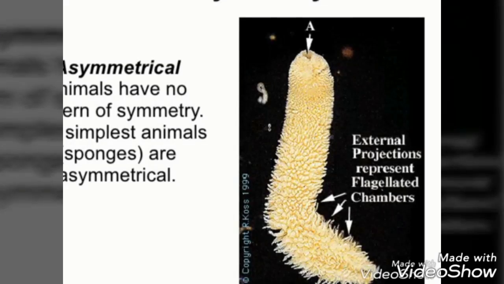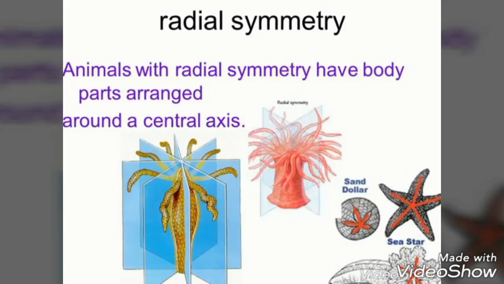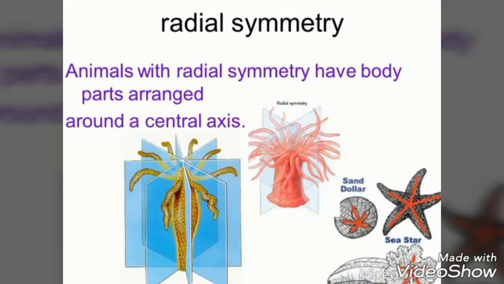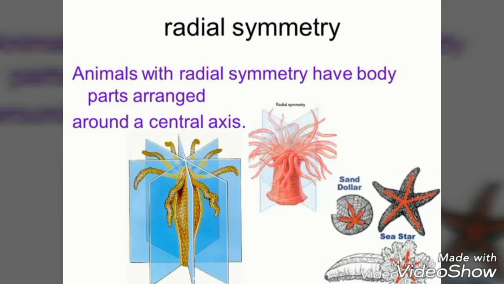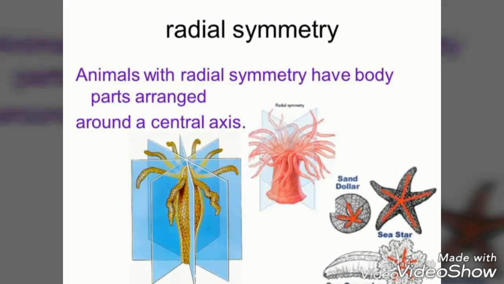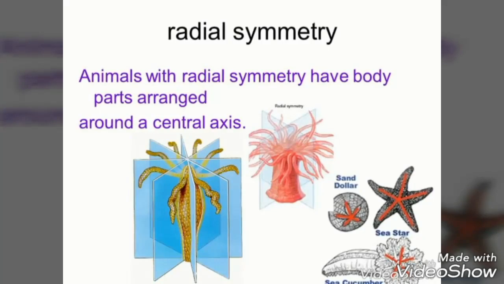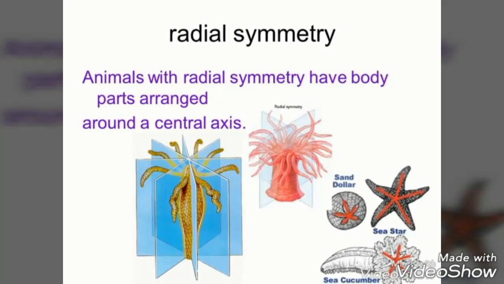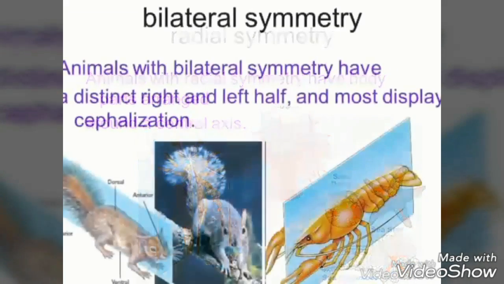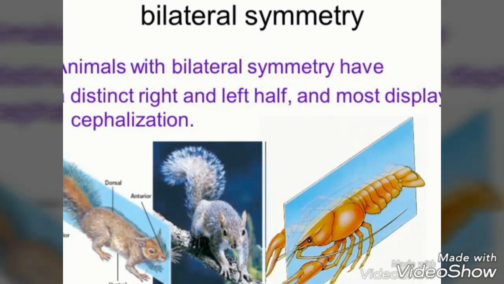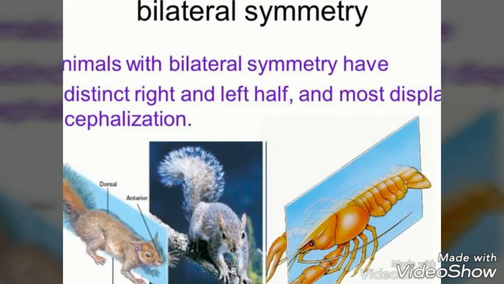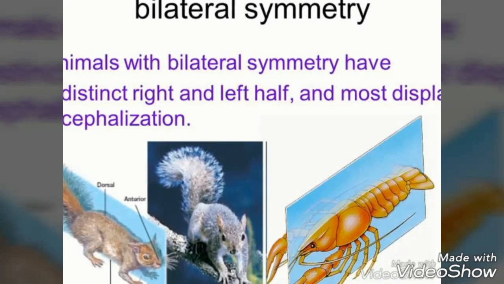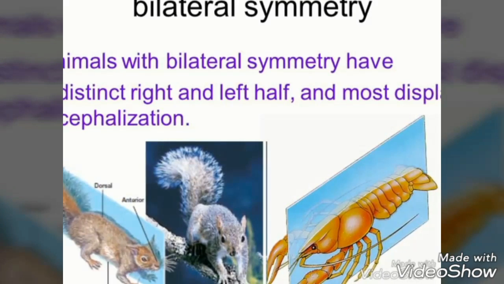Animals which exhibit radial symmetry are organized circularly, similar to a wheel, such that any longitudinal cut through the center point produces two identical halves. Animals which exhibit bilateral symmetry as adults have definite left and right halves, and only a single longitudinal cut down the center line of the animal produces two equal halves.